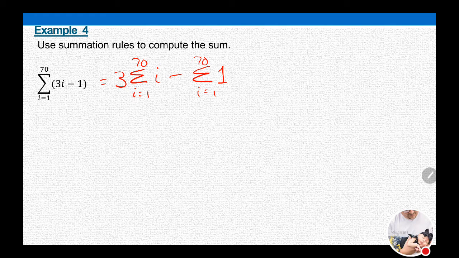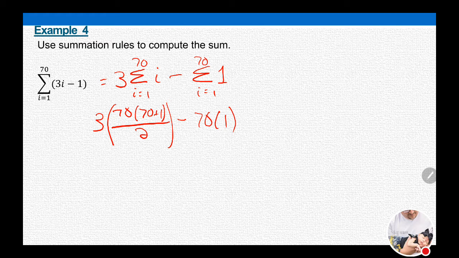And this second part is really easy. We're just going to do 70 times 1. So we're going to subtract 70 times 1. The first one we've got to do 3 times, and then we're going to do our number of terms, 70, and then we're going to do 70 plus 1, and that's going to be over 2. Alright, so we're going to pretty much multiply 70 and 71 together, divide by 2, multiply by 3, and you should get 7,385.